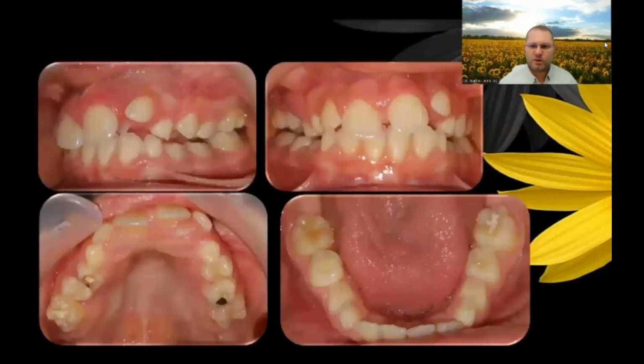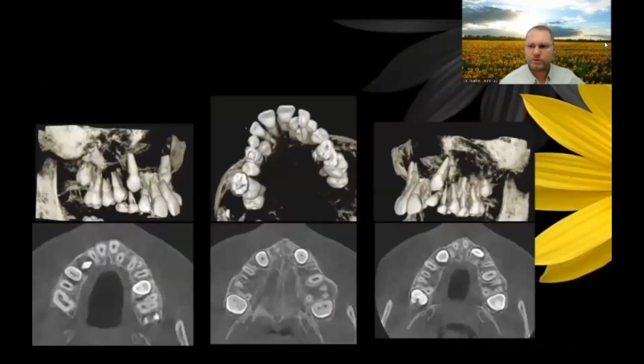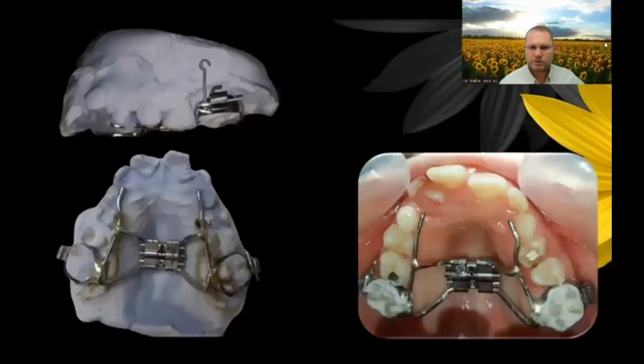This is the pre-op situation. As you can see, the situation is not so promising. This is then the extra oral view of the patient before treatment. And this is then the CBCT of the upper jaw, where, as you can see, there is a transposition and there is a supranumeratum in between the two teeth, which needs to be extracted before treatment starts.